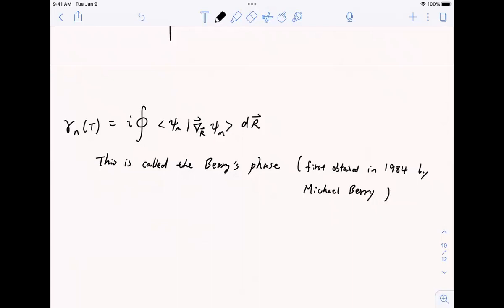Okay, so let's consider the 3D case. What is the 3D case? The 3D case is when R is equal to only R1, R2, and R3. So only three of them.